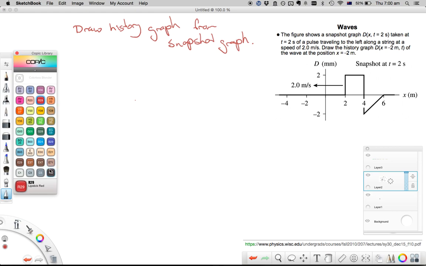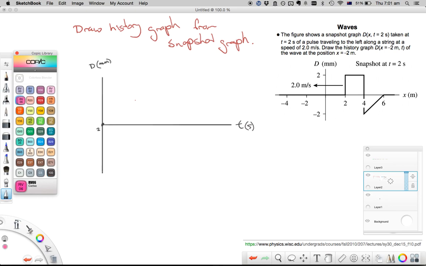Okay, so how are we going to start? Well, we're going to draw a set of axes. Here we're going to have displacement. We're drawing a history graph, so we have displacement in the y direction and time in seconds. This snapshot was at 2 seconds, so we have to start our history graph at 2 seconds.